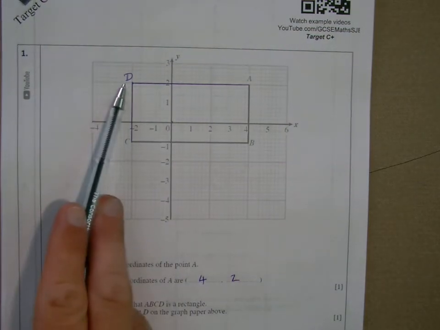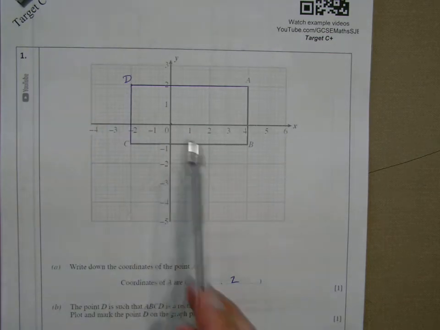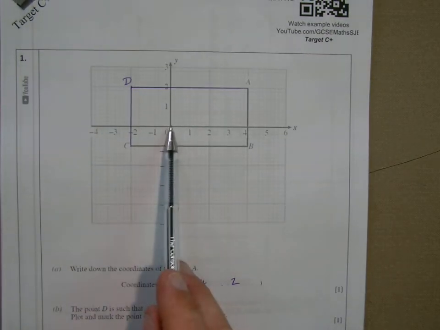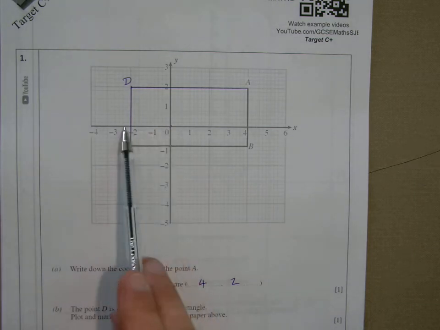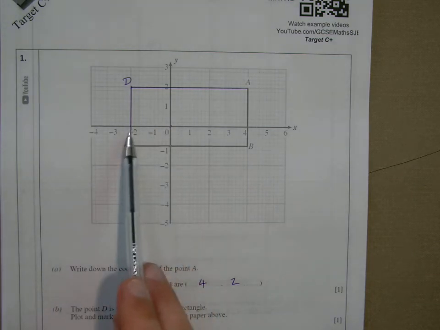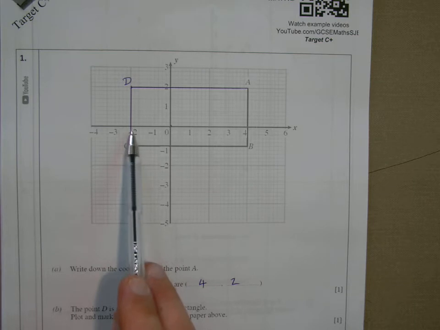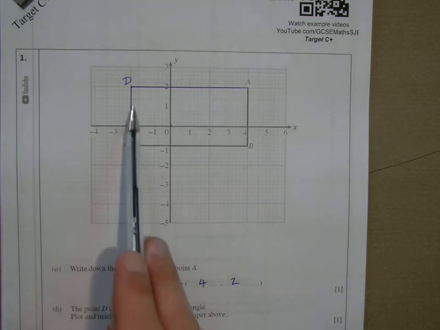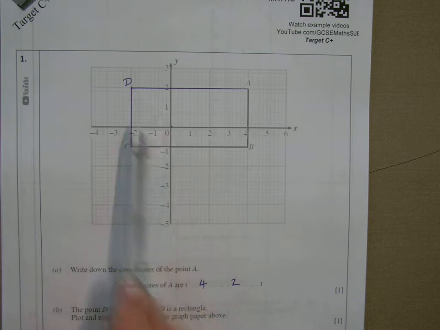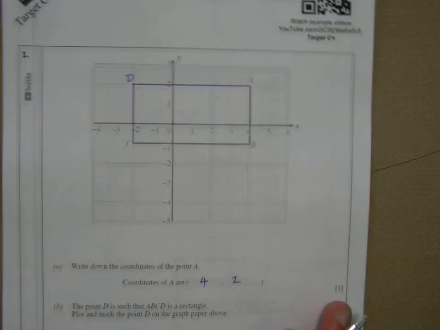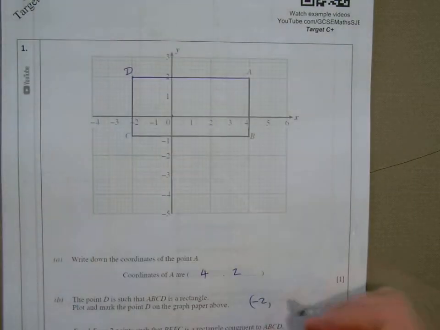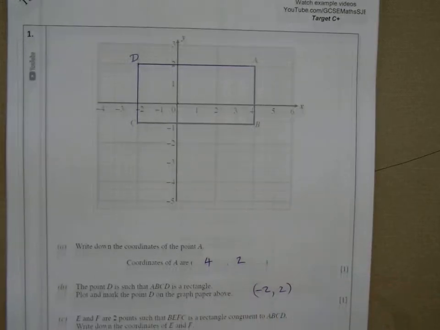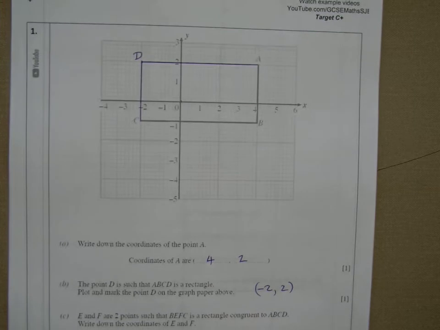Now how do you get to that point D? Well, remember, you go across first. So in this case, from the origin, we go across, but we've got to go backwards, haven't we? We've got to go into the negative numbers. So we go back to minus 2, okay? Back to minus 2, and we're going to go up 2. So back to minus 2, and up to 2 there. They don't actually ask for it, but it's good to note that down.